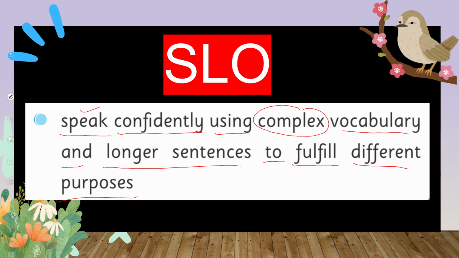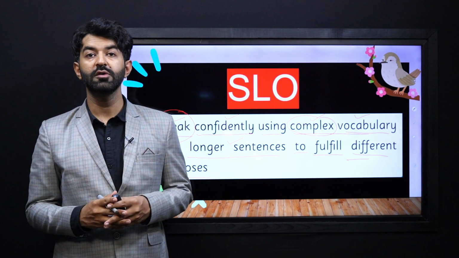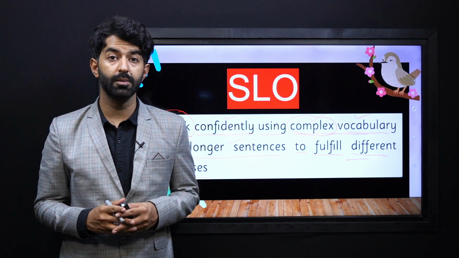Now, it's very simple. We are going to learn how we can speak with confidence, using vocabulary that is complex, which is a next step further, and how we can increase our vocabulary and use it along with longer sentences to fulfill different purposes of speaking. Now we know that we speak for different reasons, for different purposes.